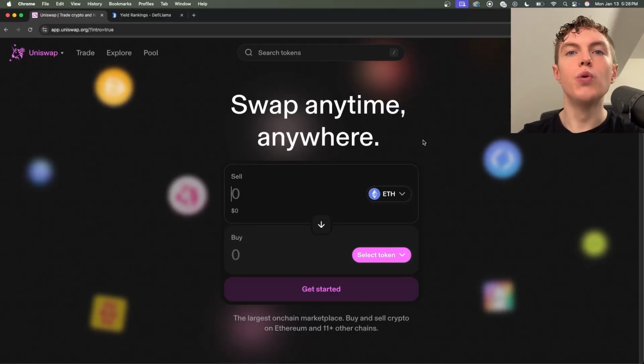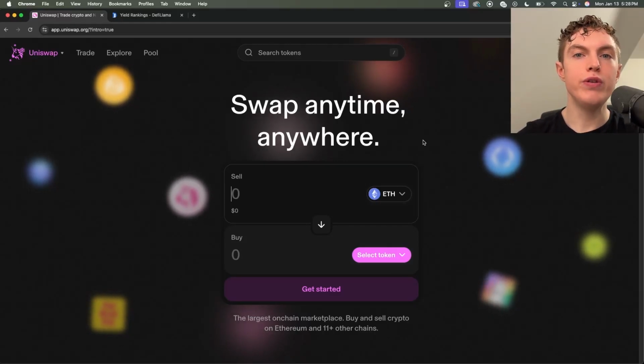So when looking for liquidity provision opportunities on the Uniswap network, there's a few different ways we can go about this, but there's really only one way that is the overall best option. Remember, I'm not a financial advisor. I'm not telling you what you should or shouldn't do with your money.